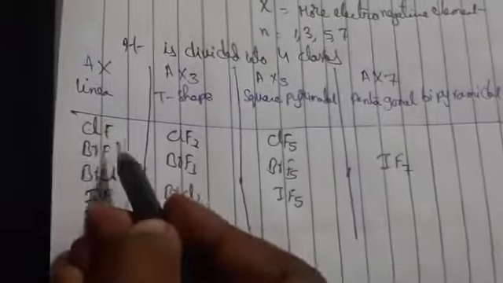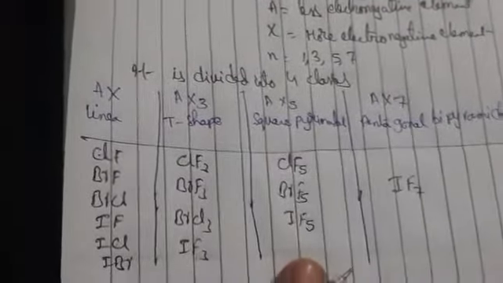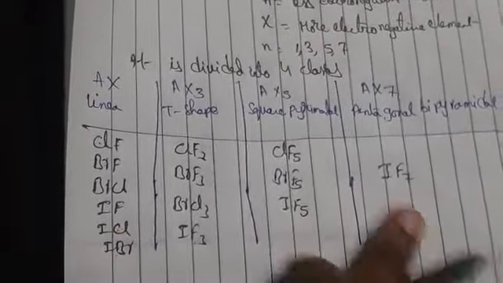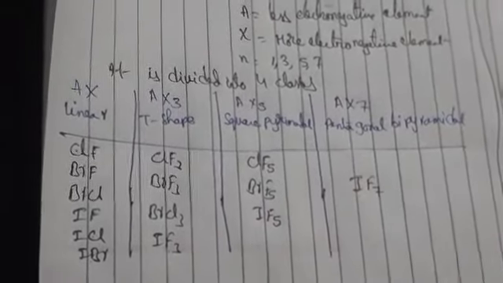If you count them: 1, 2, 3, 4, 5, 6, 7, 8, 9, 10, 11. So in total we have 11. These are the 4 different classes. For each class, the examples have the same shape: linear for the first, T shape for the second, square pyramidal for the third, and pentagonal bipyramidal for the last. Up to now we have seen classification and definition.